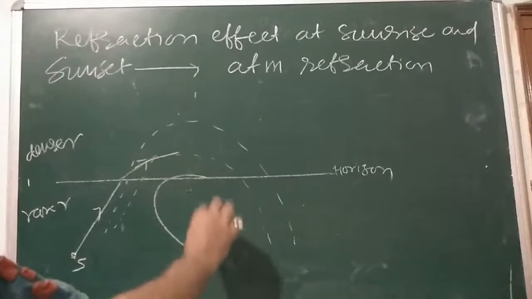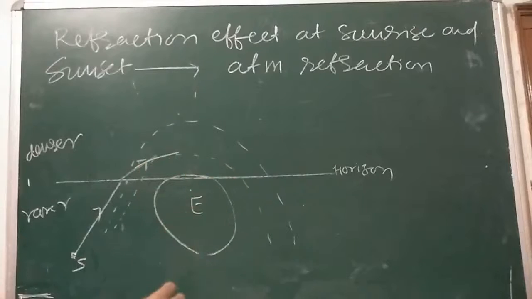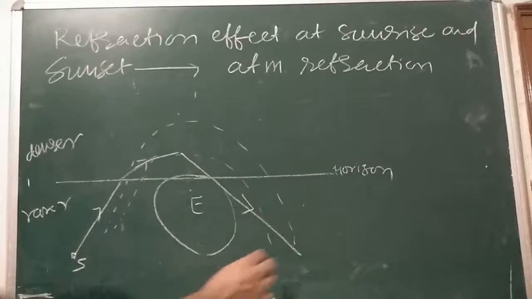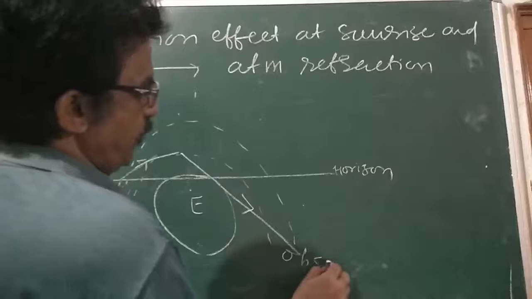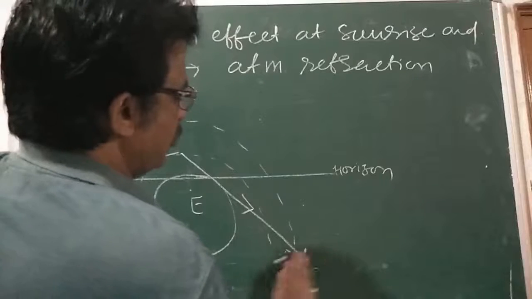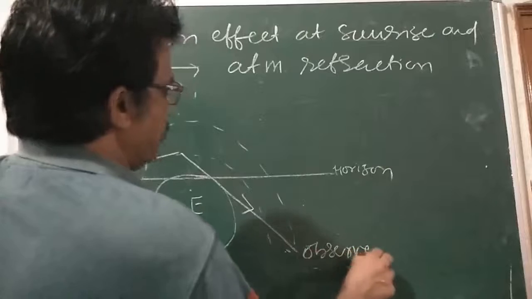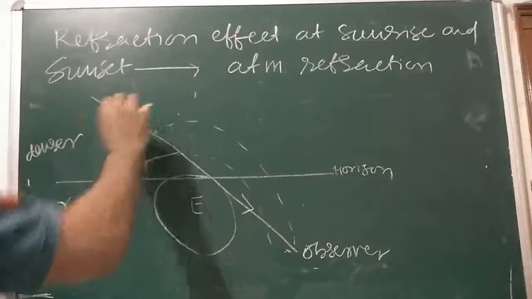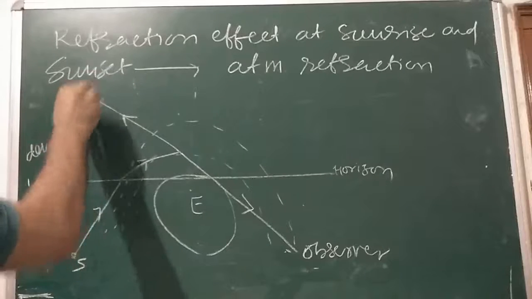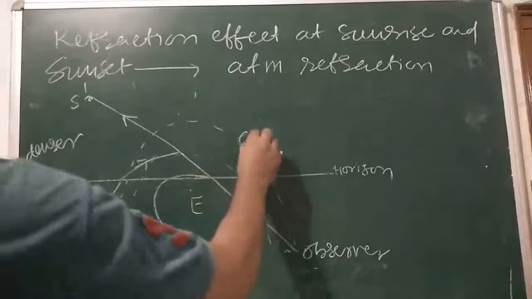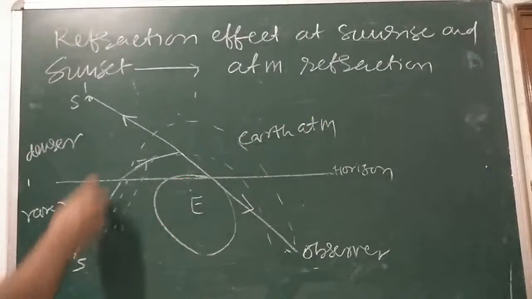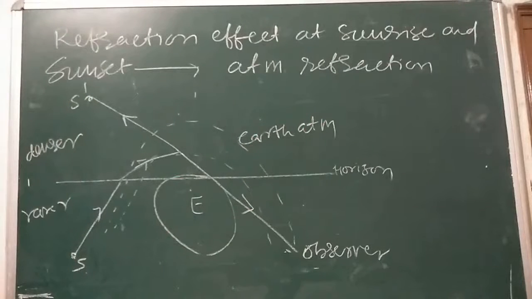Here is our earth, and the ray will go like this. Here is the observer. When it goes back, say the apparent position of the sun is S dash. The actual position of the sun is here, but the apparent position of the sun is here. Here is the rarer medium and here is the denser medium.